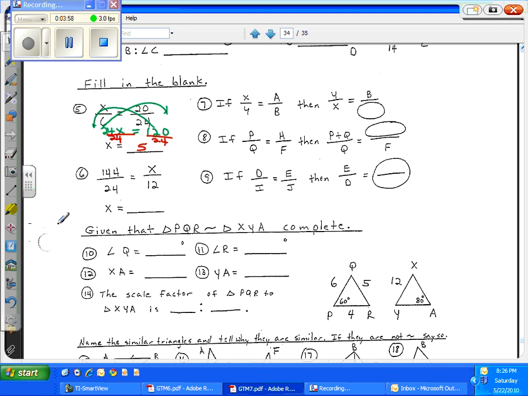Likewise here, we could just make equivalent fractions. We could go backwards, right? 24 divided by what is 12? 2. So 144 divided by 2 is 72. Make equivalent fractions rather than cross multiply. Okay.